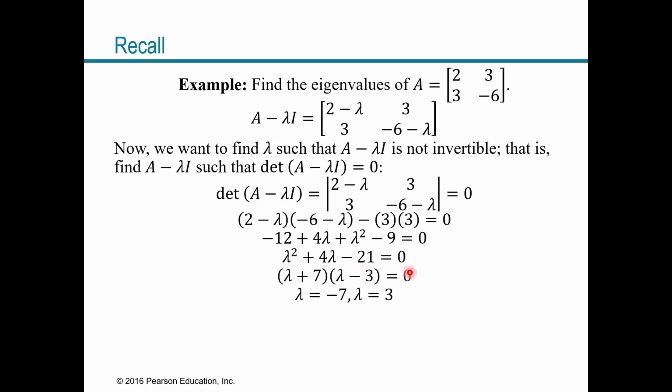And then we're just solving for lambda. In this case, we can factor. If you find that you can't factor this, then you could try using the quadratic formula. And we get that lambda is -7 and lambda equals 3.